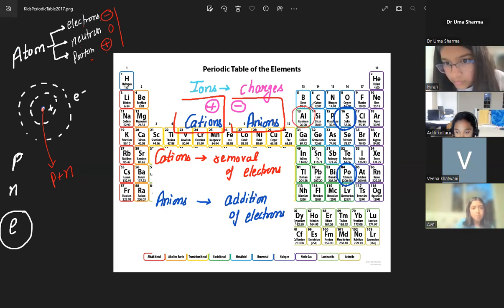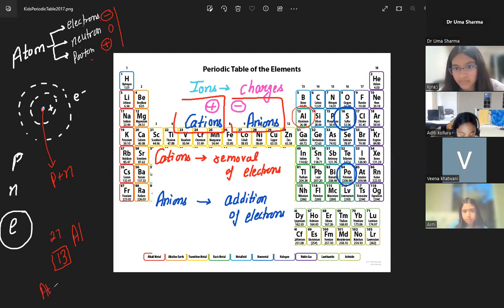I'm writing a symbol here, aluminum 13, 27. This 13 is the atomic number. Atomic number is 13. So can you tell me how many protons are there? 13. Yeah, 13. So plus 13 nuclear charge, agreed?